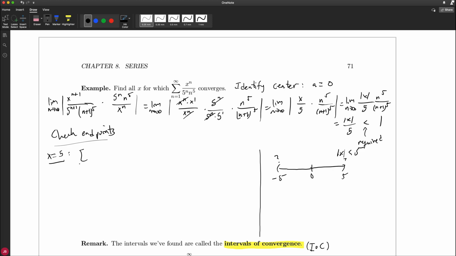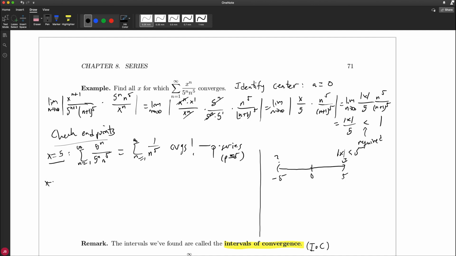So let's see. If x equals 5, I get the sum n equals 1 to infinity. Remember, x is 5 now, so I get 5 to the n over 5 to the n times n to the 5th. Ooh, notice these 5 to the n's cancel, right? So this is the sum n equals 1 to infinity, 1 over n to the 5th. And does this converge? I think so. This is a p series with p equal to 5. So I get a check mark over here at 5 as well.